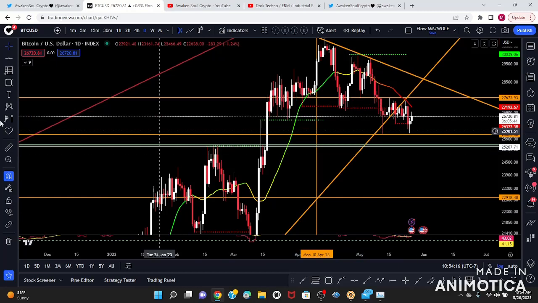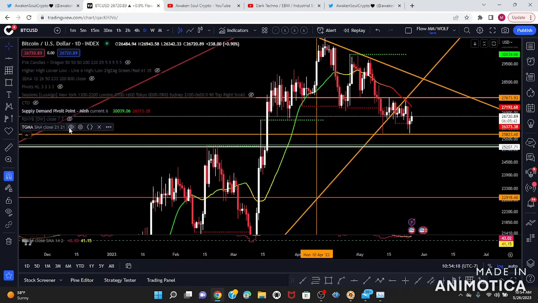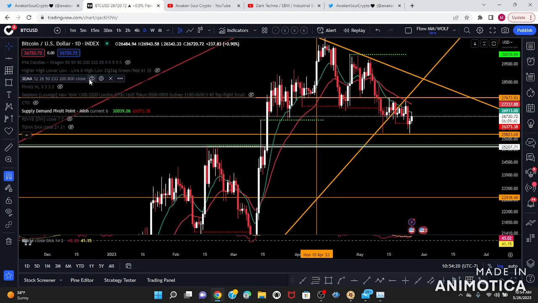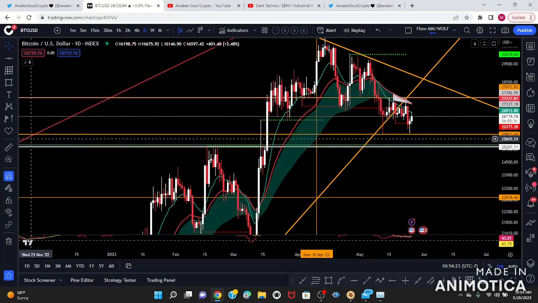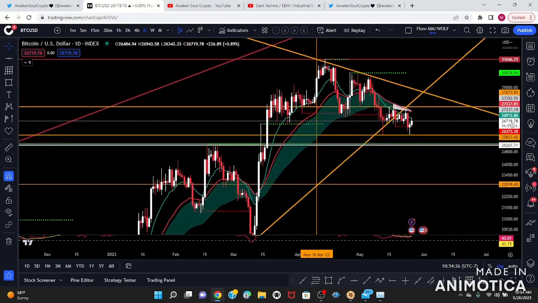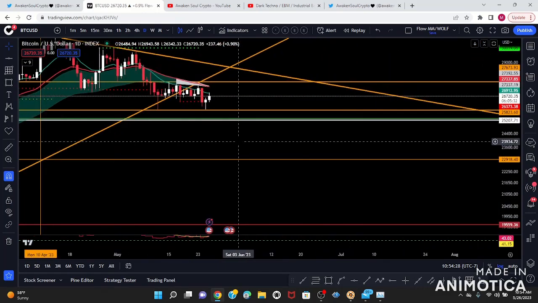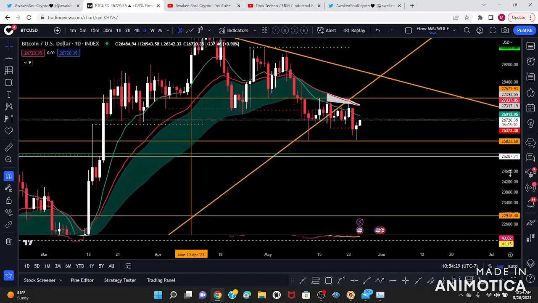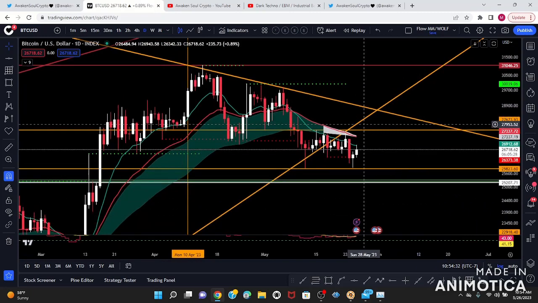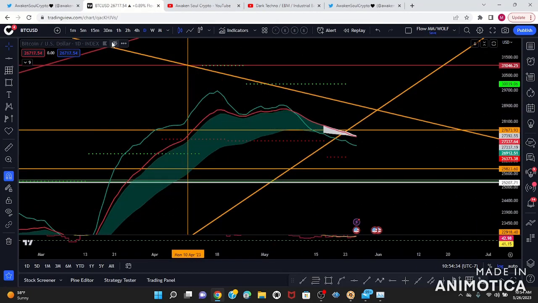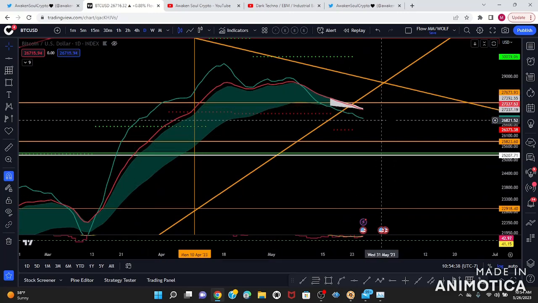On my daily, I like to use the 12 and 26 EMAs in my indicator just to show me the trend, right? I want to see if we're in a bearish or in a bullish trend, and on my daily we could see that the 12 and 26 EMAs are completely crossed and my flow indicator is flipping here.